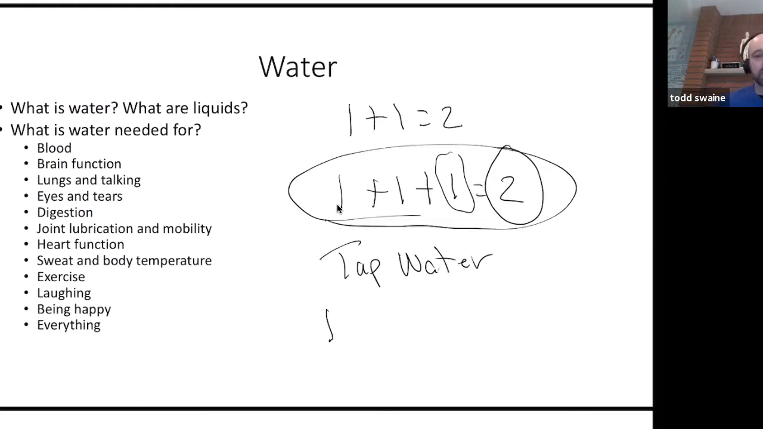Some simple ideas of what water is used for: blood, brain function, lungs and talking, eyes and tears, digestion, joint lubrication and mobility, heart function, sweat and body temperature, exercise, laughing, being happy. Pretty much everything, our body is going to require some water. And if we don't get enough water, we are now back in dependency and in survival.